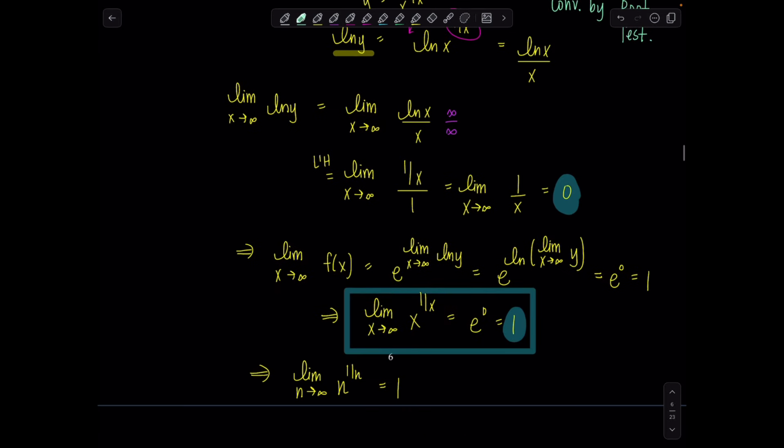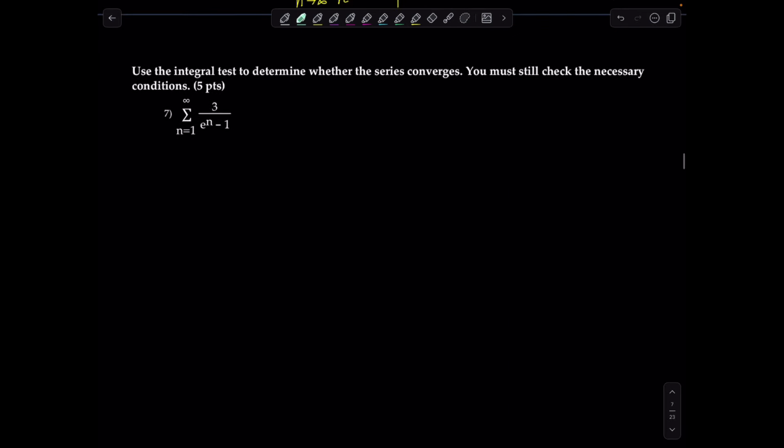Oh yeah, okay. Here we go, here's another. Use the integral test to determine whether the series converges. You must still check the necessary conditions. Now, if they hadn't told me to use the integral test, you totally could have done limit comparison with geometric or other things, all right? But since they specified which test, then we're gonna have to use it. But it's not that the integral test is the only test that would work on this series. If you wanna try it again, yeah, limit comparison with geometric would be really nice.